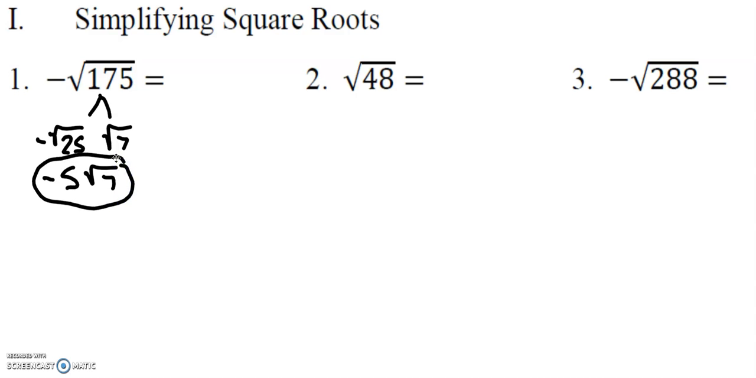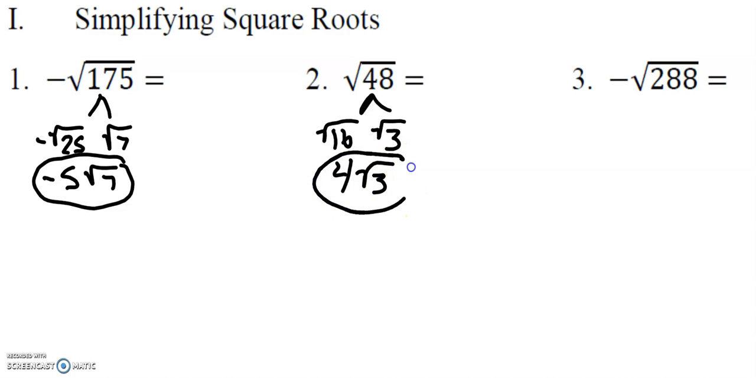For number 2, we have root of 48, and if I look at that, I have to find the biggest perfect square that goes into 48, and it is going to be 16. So I'm going to split this into root of 16 times the root of 3. Again, 16 times 3 is 48. You do the square root, that's a perfect square, and I'm going to get 4. So the answer to this one is positive 4 root 3.